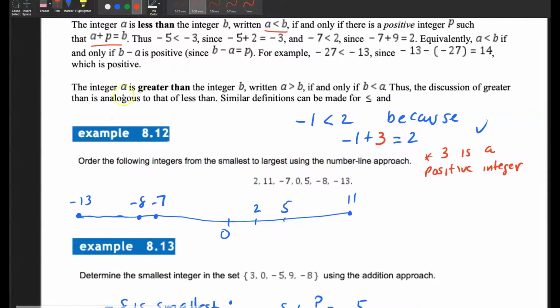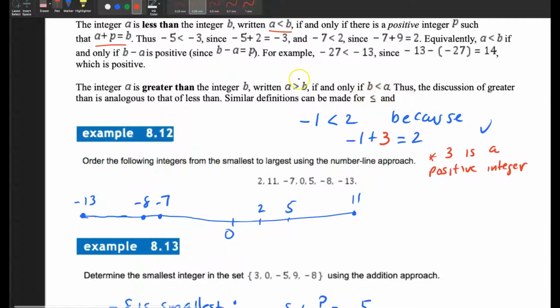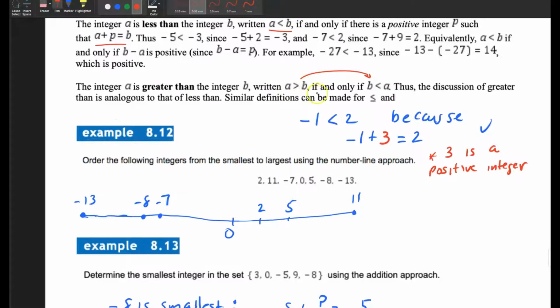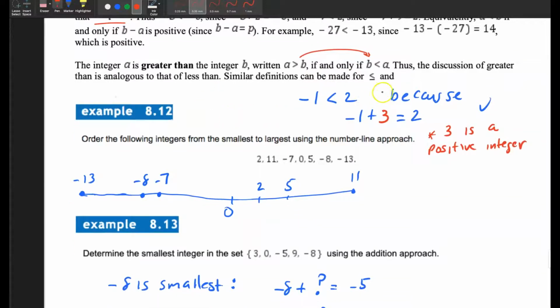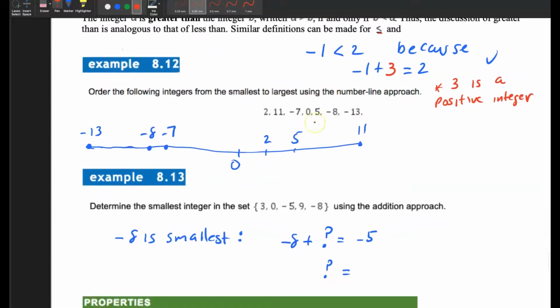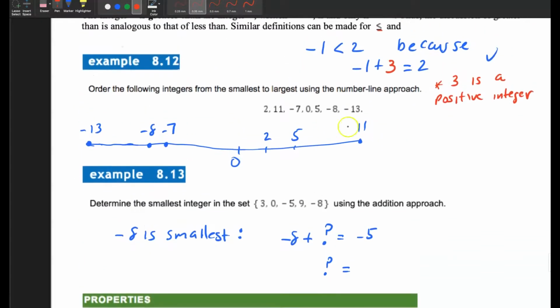And then thinking about the greater than symbol, the integer A is greater than the integer B, written A greater than B, if and only if B is smaller than A. And so you'll see the interchange. If B is smaller than A, then I know A is bigger than B. So again, we have that argument, and we can also carry that with the less than or equal to; the same argument holds.